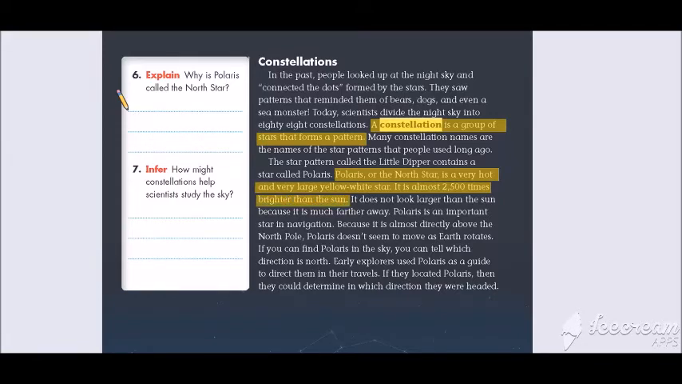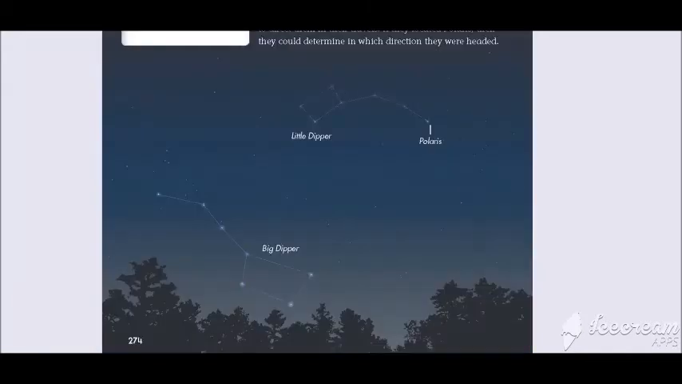It is almost 2,500 times brighter than the Sun, which means it emits a lot of light. Okay, as you see in the picture, there is the Little Dipper and the Big Dipper. And this is Polaris, the North Star. If you just point from the two bright stars of the Big Dipper to Polaris, you are going to identify it very easily.